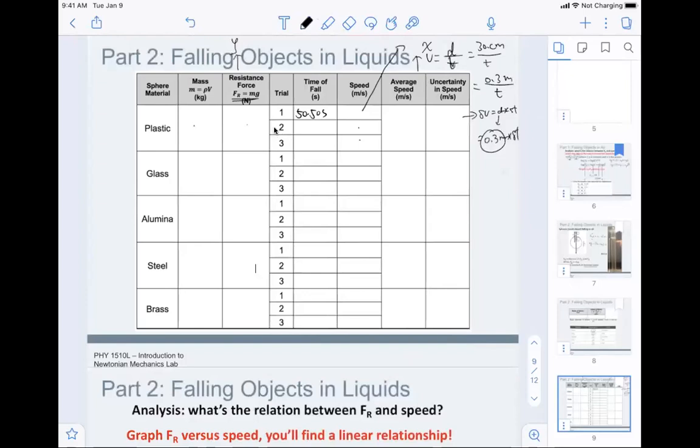Okay, so this question, for the uncertainty of time, do we do max minus min over 2? Yes, you do max minus min over 2 for the uncertainty of the time, and you multiply that uncertainty of the time by the distance, either 2 meters or 0.3 meters, to get the uncertainty for the speed. Yes.